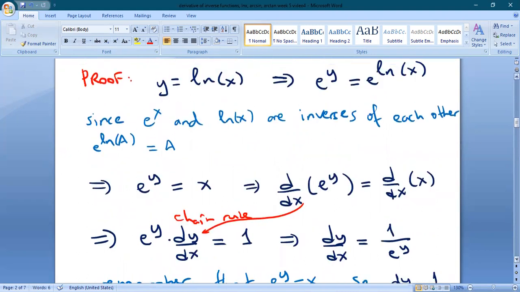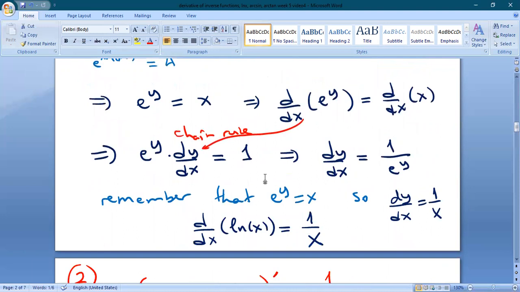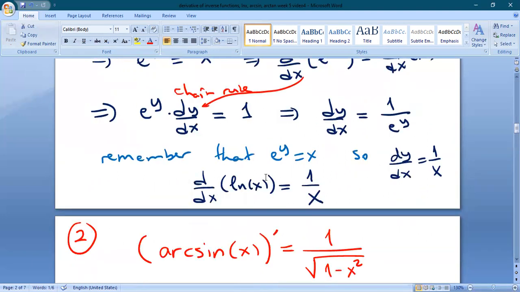Then take the derivative of both sides and apply chain rule. So derivative of e to the y will be e to the y again times derivative of the power, which is y prime or dy over dx, equals 1. Divide both sides by e to the y. So y prime is equal to 1 over e to the y. But remember, e to the y is equal to x. So if we write that back, dy over dx is equal to 1 over x. So that's the derivative of natural log of x function.